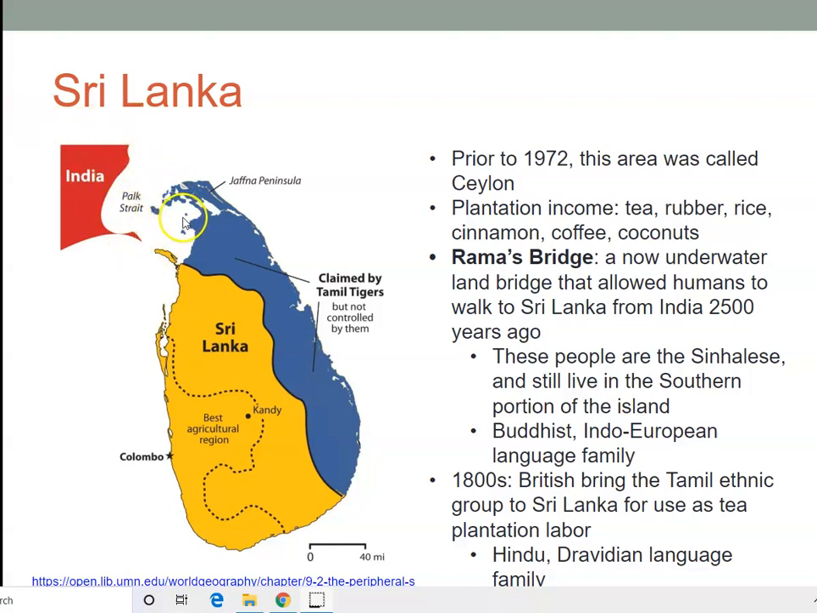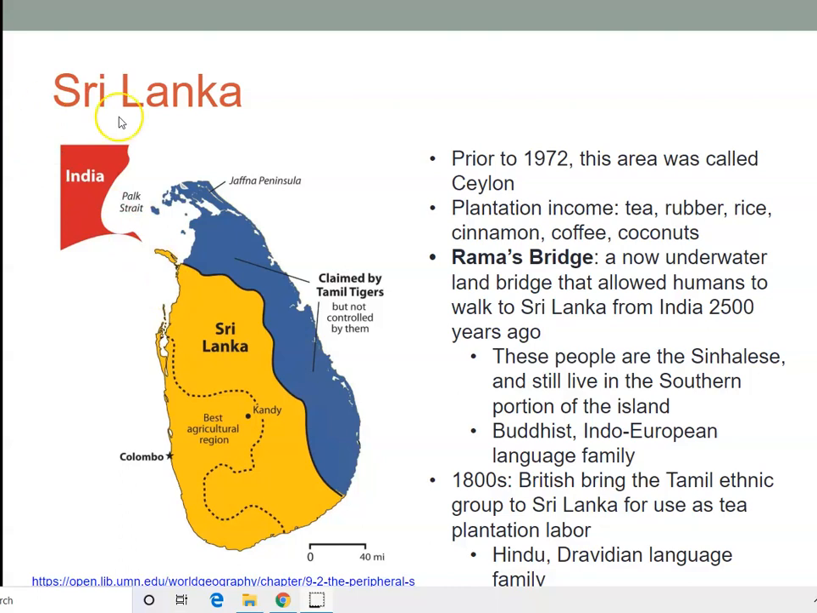Okay, so Rama's Bridge is now underwater. You can't see it anymore, but this allowed humans to walk from India into Sri Lanka. And so the Sinhalese living here in the southern portion of Sri Lanka are going to be considered native to Sri Lanka, and they're going to be an Indo-European language family and largely Buddhist, right? Again, walking across from India 2,500 years ago.